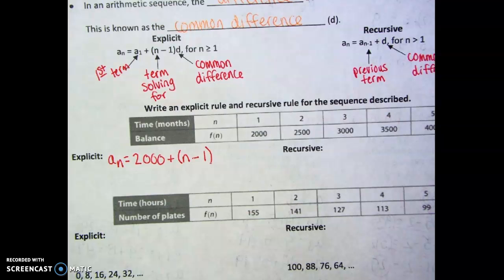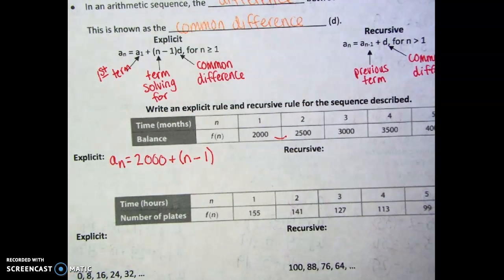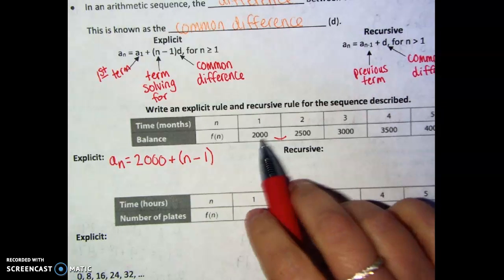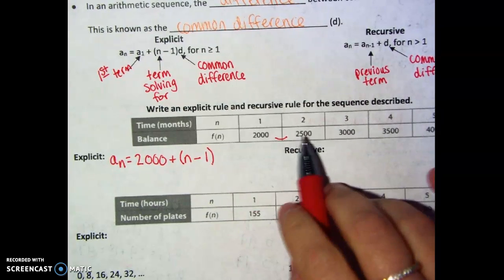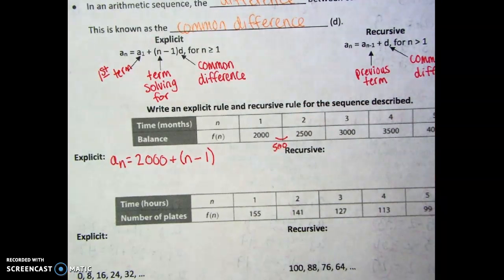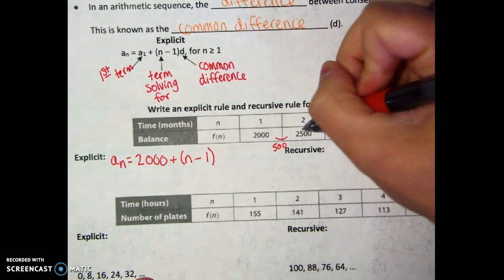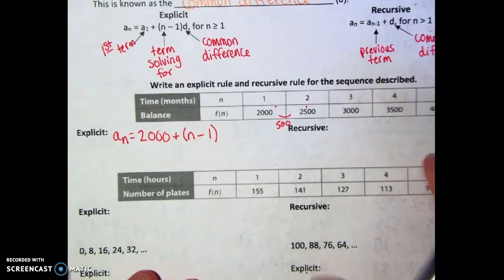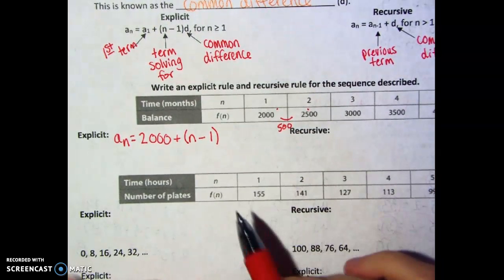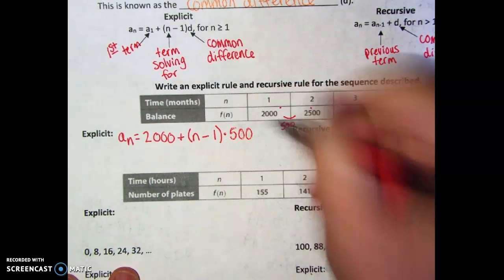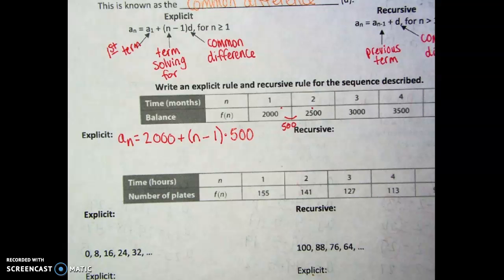So for common difference, we just have to see what we're going up by each time. So if you see 2,000 and 2,500, that means we're adding 500 each time. It's called a common difference because really they want you to subtract 2,500 minus 2,000 to get the 500. But this one's easy to see anyways. So we put that 500 right there. And that's it. You're not actually solving it, you're just writing the rule.